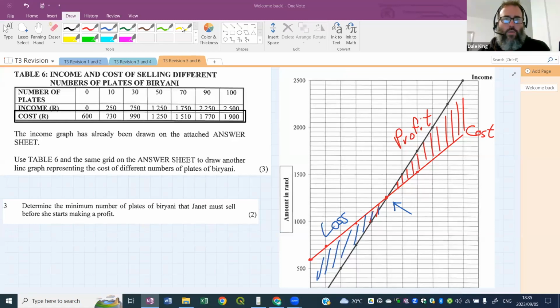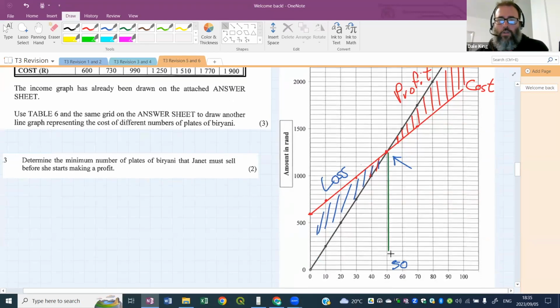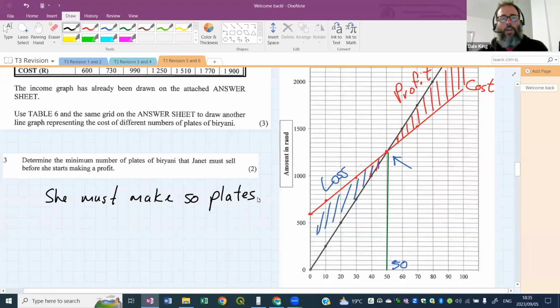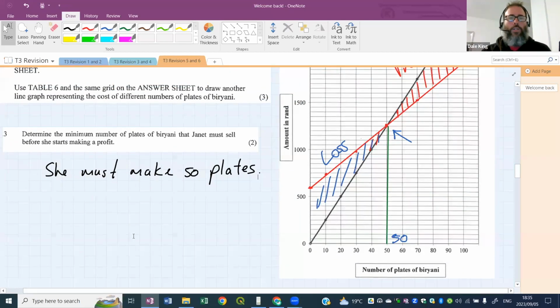So we read this off the graph. Draw a line, guys, to get all your marks, go down to 50, and then write there: she must make 50 plates. Please draw a line and then write the sentence like that. Hope you guys are good with this. So that's a very simple break-even analysis where we've dealt with an equation, a table, and the graphs.